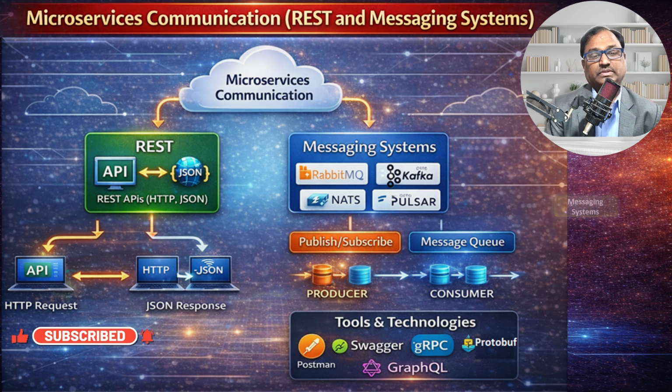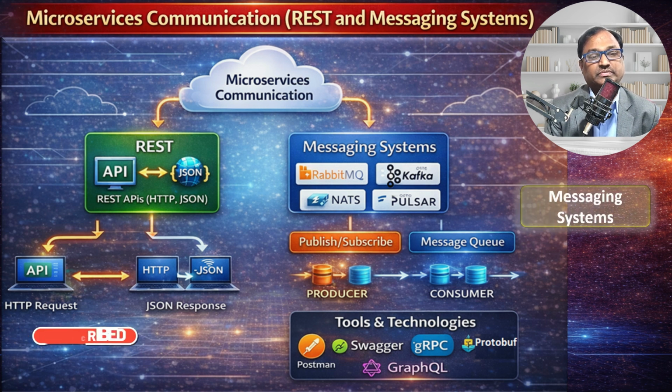Messaging systems. Now let us understand messaging systems. In this approach, services communicate using messages instead of direct calls. For example, the order service does not directly call the payment service. Instead, it sends a message to a message queue. This message is then processed by the payment service. This is called asynchronous communication because the sender does not wait for a response.